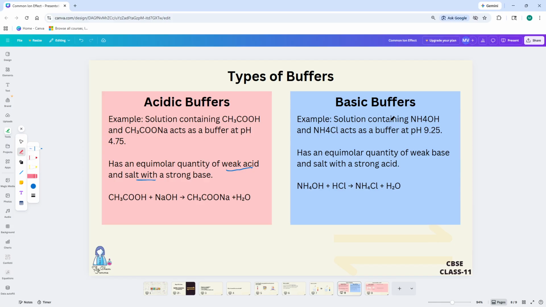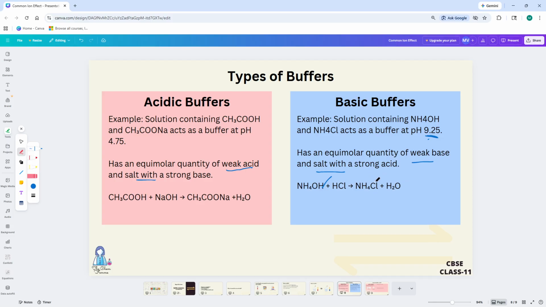The next one is basic buffers. Obviously, it'll be able to maintain the basic pH, right? And it has an equimolar quantity of a weak base and a salt with a strong acid. So ammonium hydroxide, which is the weak base, is going to have equimolar quantity of ammonium hydroxide and ammonium chloride, right? Ammonium chloride is formed by reaction of ammonium hydroxide with HCl. It forms ammonium chloride and water.